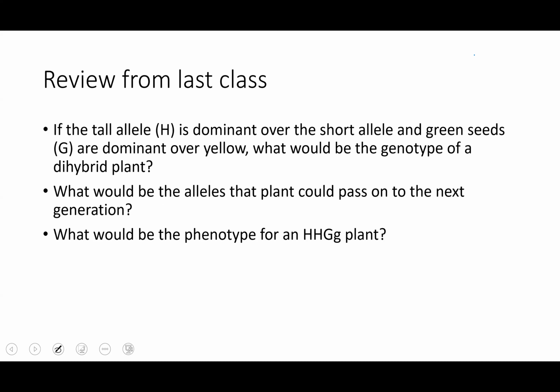Okay, first one. If the tall allele H is dominant over the short allele and green seeds are dominant over yellow, what would be the genotype of a dihybrid plant? A dihybrid plant would have what genotype? Okay, dihybrid meaning what? Both traits are hybrids, so they're going to be heterozygous. Heterozygous, so what's going to be the genotype?